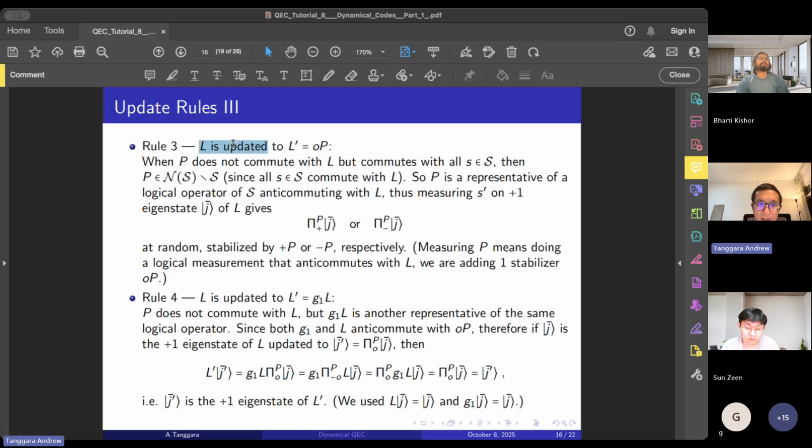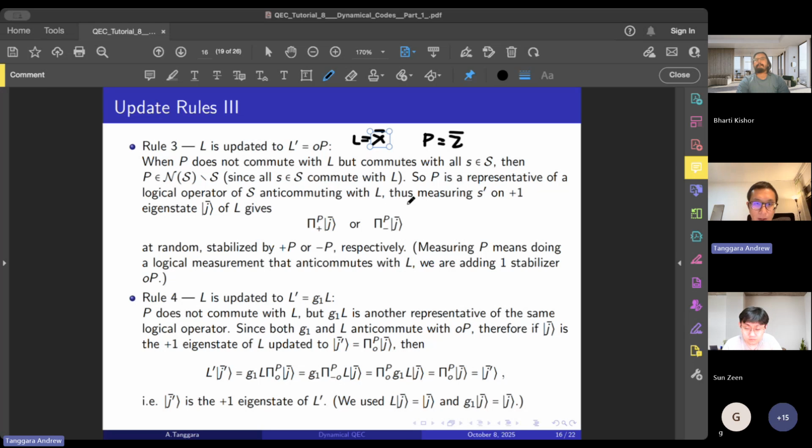But for rule number 3, we're updating this L to L prime, so we just replace this with OP, right? This is when P does not commute with L but commutes with the rest of S. What that means is that P is some other logical operator, but it does not commute with L. It's kind of like this because you have this X bar and Z bar. So if L is equal to X bar, then this P will correspond to Z bar, because Z bar and X bar anti-commute. So that's basically what we did in this case where we apply rule number 3.